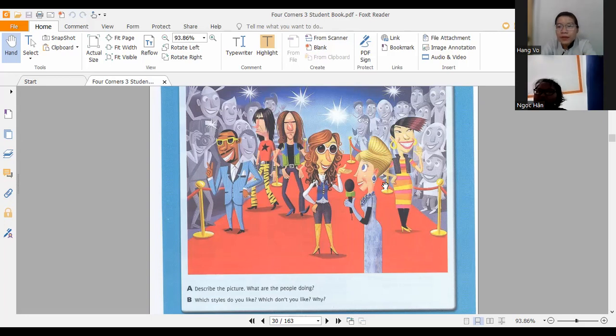I don't like a man wearing red shirts with yellow pants. Yeah, okay, you don't like his style. Why? Because I think they are not suitable. Ah, okay. Because you think he doesn't look suitable. Okay. So what should he wear, in your opinion? He should wear black pants. With what? Black pants with red shirts. Yes. Okay, all right, I see.